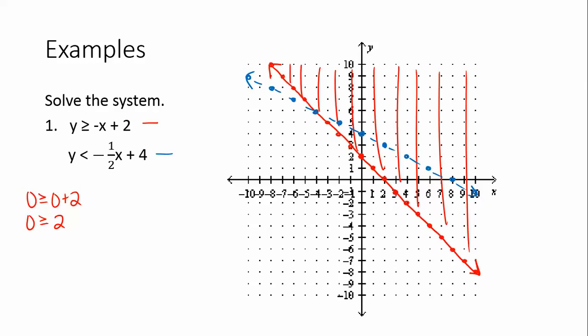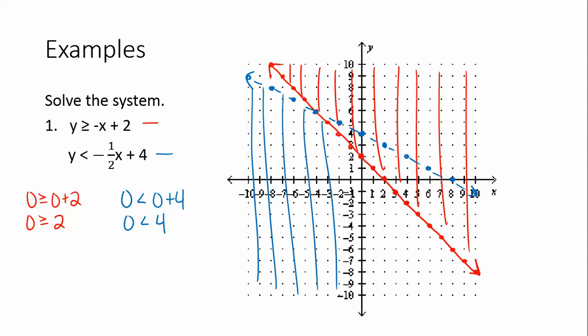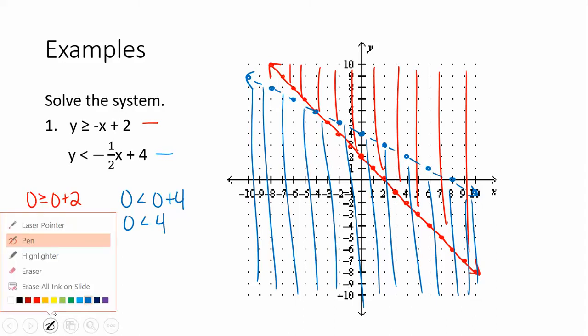And I'm going to pick another test point. I'm going to pick 0, 0 again. So we get 0 is less than 0 plus 4, or 0 is less than 4. This is true, so I'm going to shade below. But here's where you have to be able to kind of ignore the red line, because we're shading below the blue line. So you're going to actually be drawing on top of the red line, but we're shading below the blue. Now our answer is where the shading overlaps.